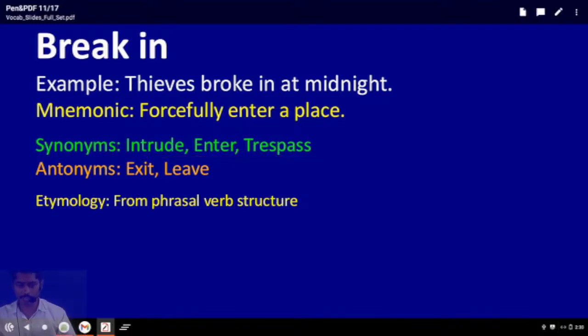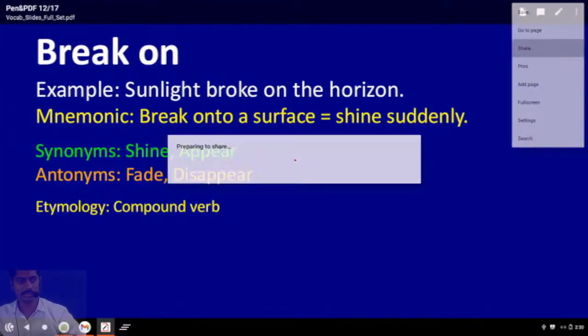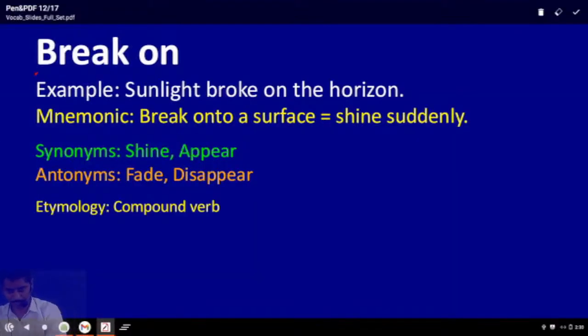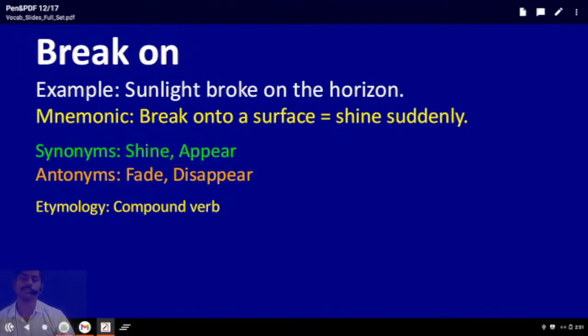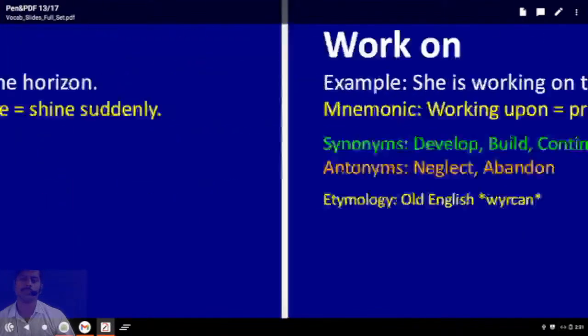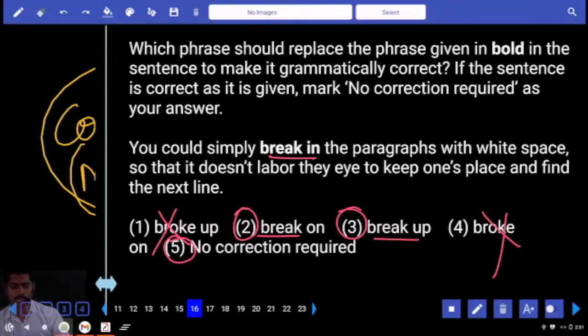Thieves broke in at midnight. Break on is shine, appear. Sunlight broke on the horizon. The clouds break on the sky. Appear or shine is called break on. So break on is appear or shine.